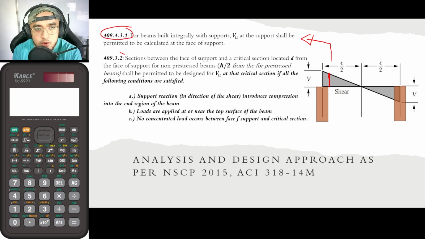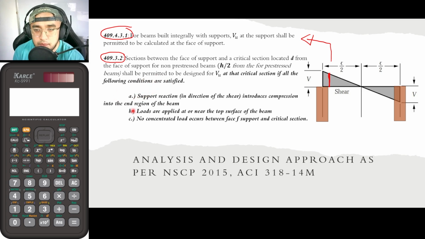However, we have a second provision. Okay? So in this provision, it is stated here that sections between the face of support and the critical section located d from the face of support for non-pre-stressed beams shall be permitted to be designed for Vu at that critical section if all of the following conditions are satisfied. So A, if support reaction in the direction of the shear introduces compression into the end region of the beam, loads are applied at or near the top surface of the beam, and no concentrated loads occur between the face of support and the critical section.